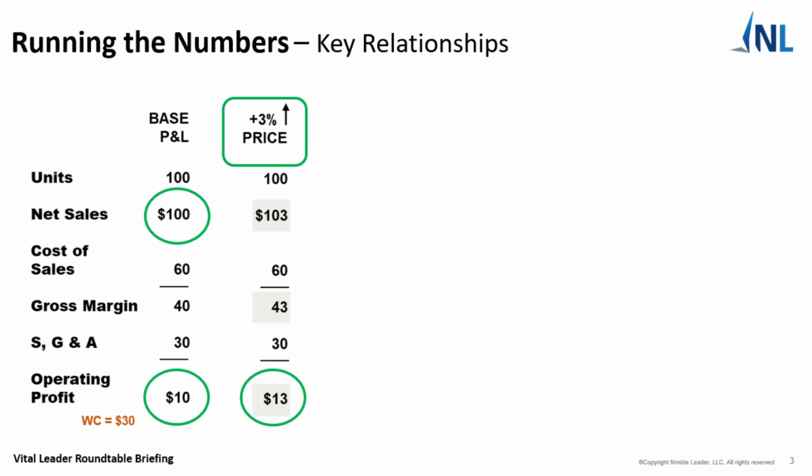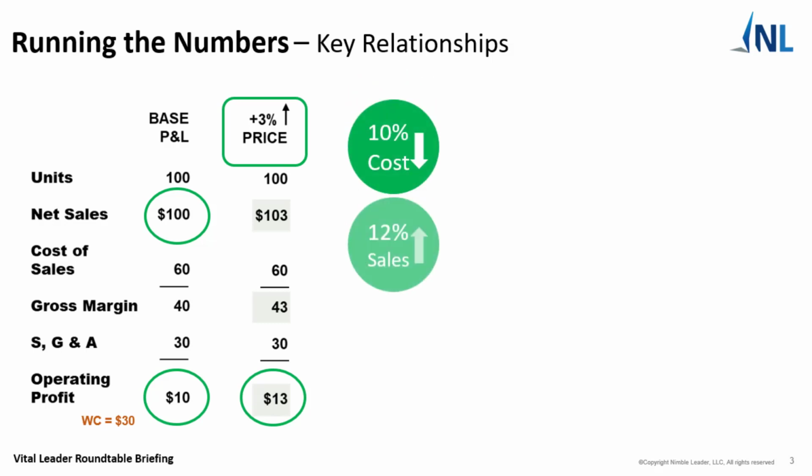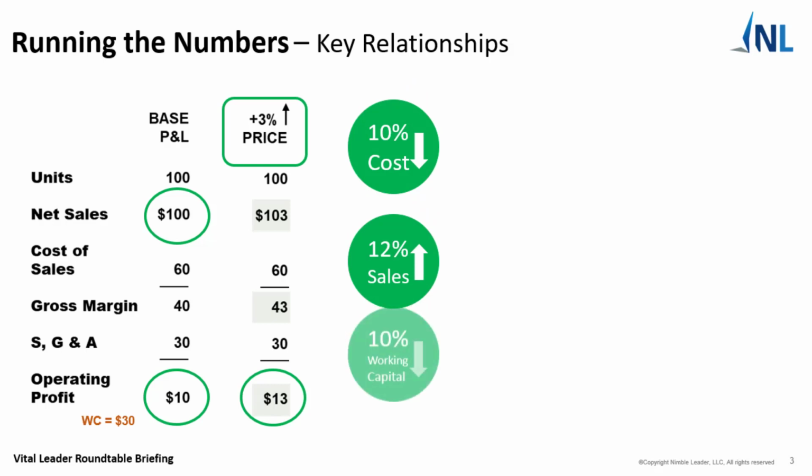Now that 3% price increase has the same profit impact as a 10% reduction in cost, a 12% increase in sales, and a 10% reduction in working capital. Now I know working capital doesn't impact operating profit, but it does impact cash. And so if I'm able to operate my business in the current year at $27 of working capital versus the previous year of $30, I've picked up an incremental $3 that I can reinvest in the business.